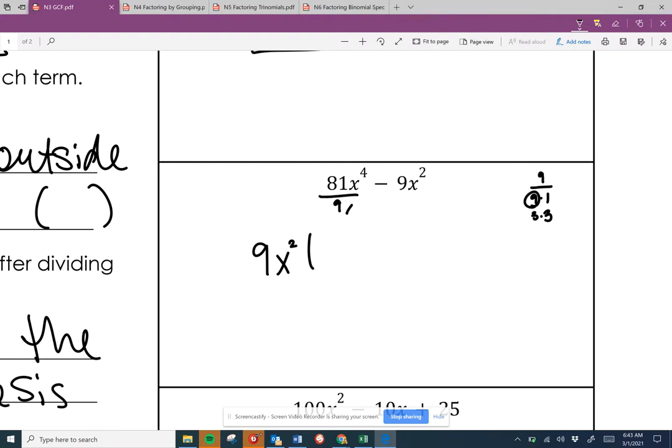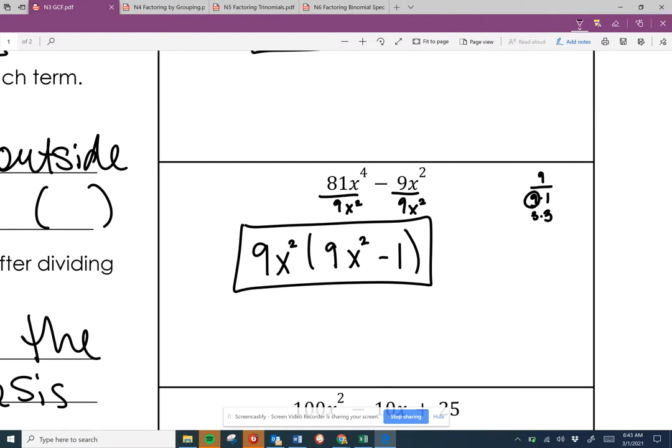81 divided by 9x squared. 81 divided by 9 is 9. X to the fourth divided by x squared. Remember, we subtract. 4 minus 2 is x squared. And then we're going to divide that here. Anything divided by itself is going to be 1.